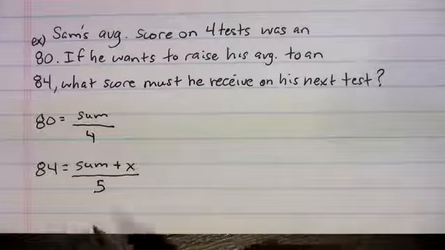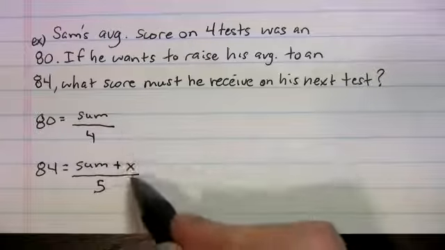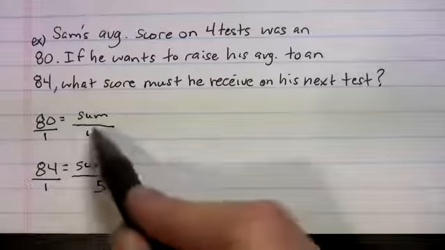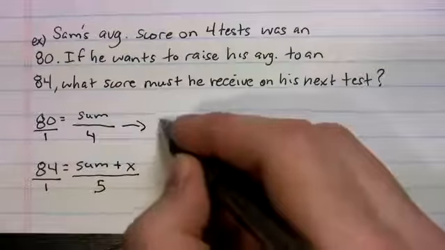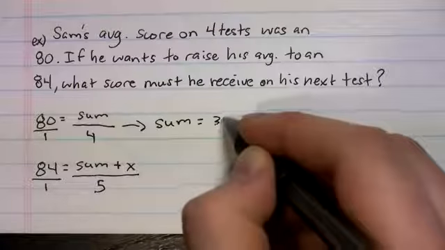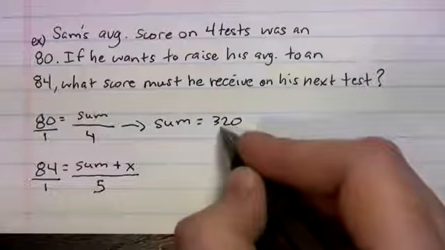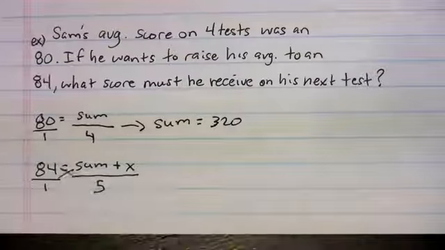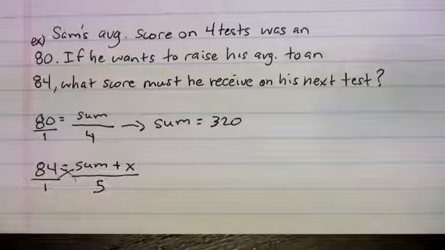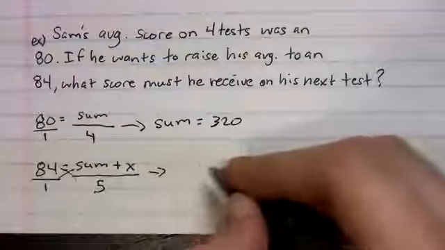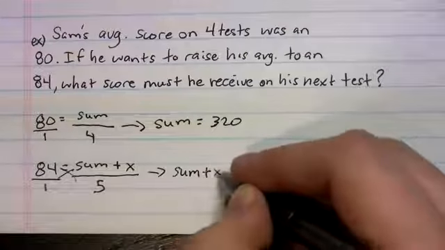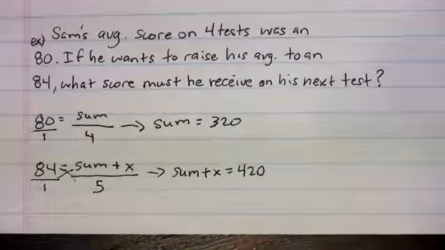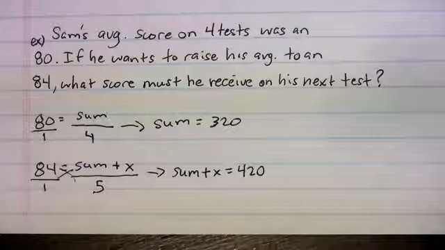So this is where cross multiplying definitely helps you out. We have our 2 equations. I'm going to cross multiply them both so I can isolate. What's good about that is, in this one, we get the sum is equal to 320. Very important that we got that. Let me just make that a little more clear. In this one, we're going to cross multiply. So 84 times 5. So we get, I'm going to write this over here, sum plus x equals 420. I don't know if I said 425 before, but 84 times 5 is 420.